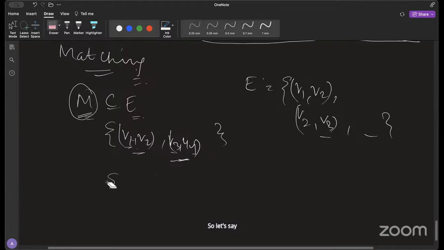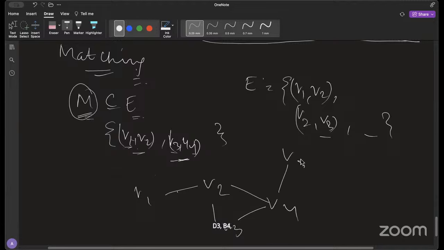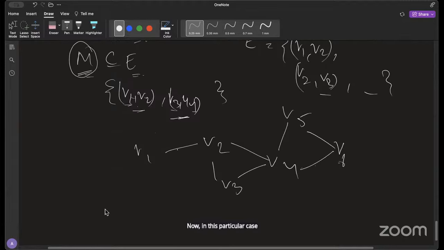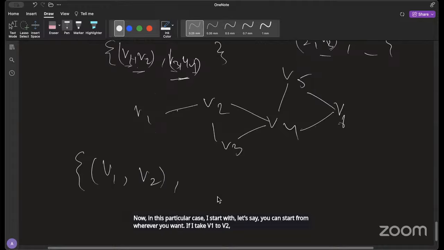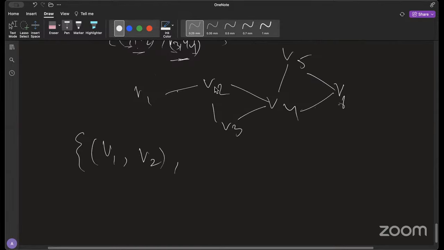So let's say you have V1, then V2, V3, V4, V5, and V6. Now, in this particular case, you can start from wherever you want. If I take V1 to V2, then I can't take V2 to V3 because there's a common vertex here, right? But I can take V3 to V4 because they don't have a common vertex.